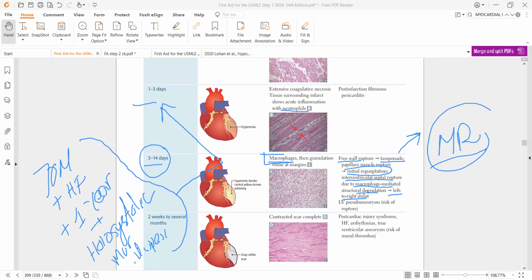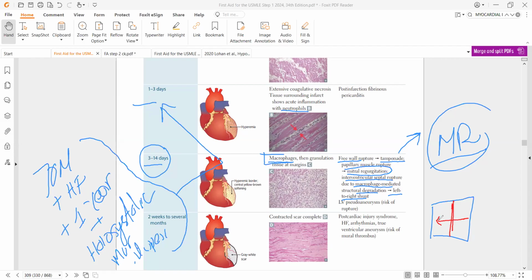So left to right shunt, why is it left to right shunt? Because let's suppose this red color is the interventricular septum. If this rupture takes place, the left side has higher pressure. So if it ruptures, blood moves from left to right, because blood moves from higher pressure to lower pressure. So that's why interventricular septal rupture causes left to right shunt, and left ventricle pseudoaneurysm.